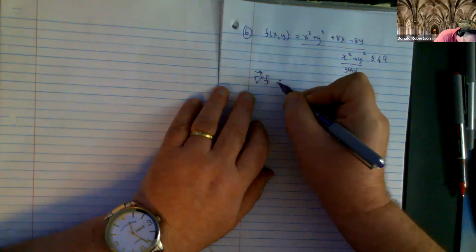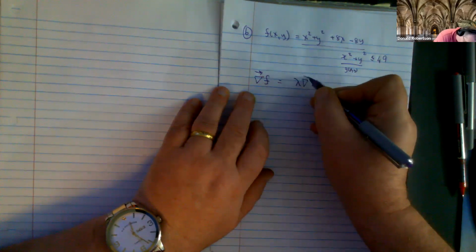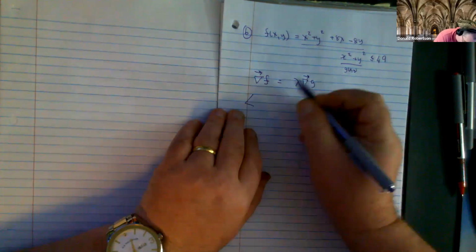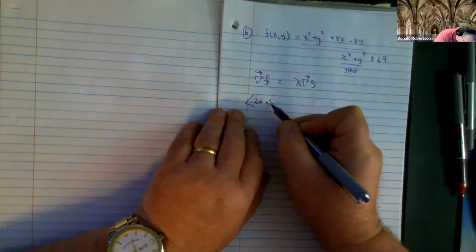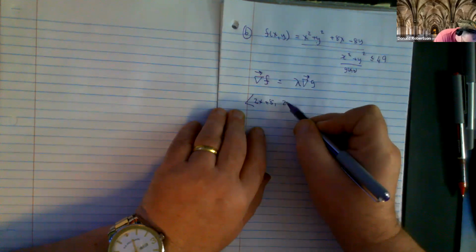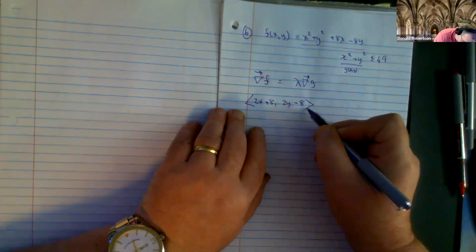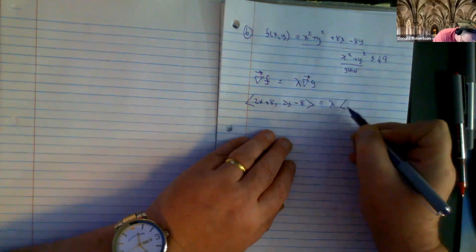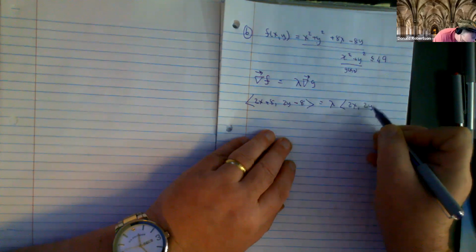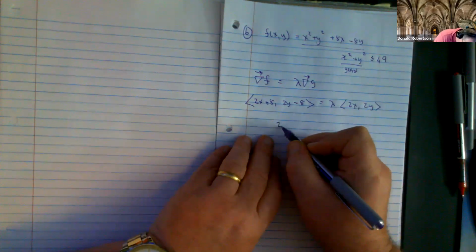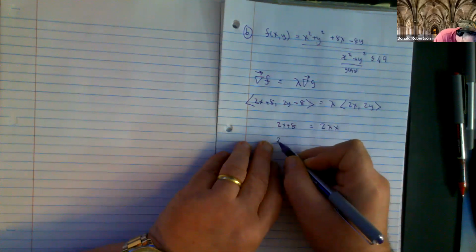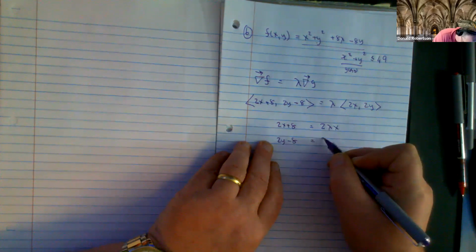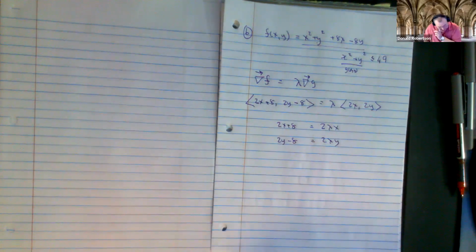The gradient of f equals lambda, the gradient of g. If you differentiate with respect to x, you get 2x and a plus 8. If you do it with respect to y, you get 2y minus 8. And we have lambda times 2x and 2y. And so my two equations become: this guy is 2 lambda x, and this guy is 2 lambda y. So far, so good.